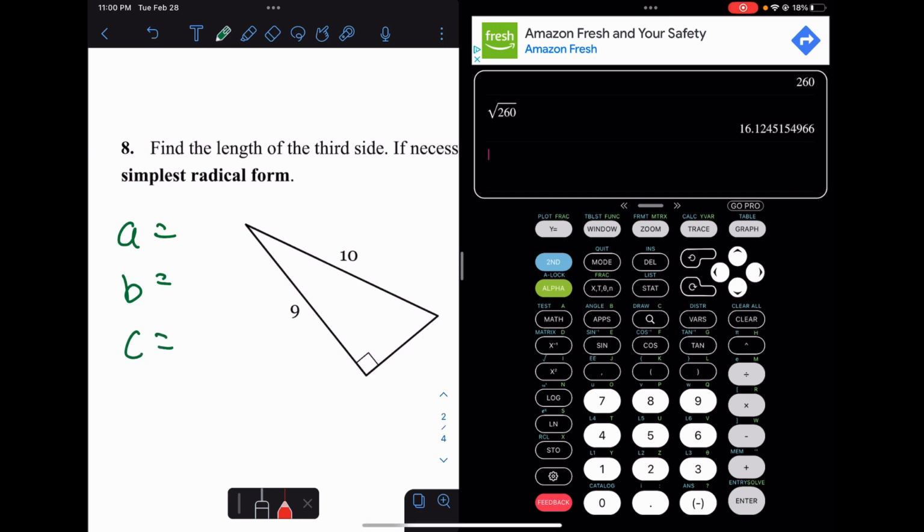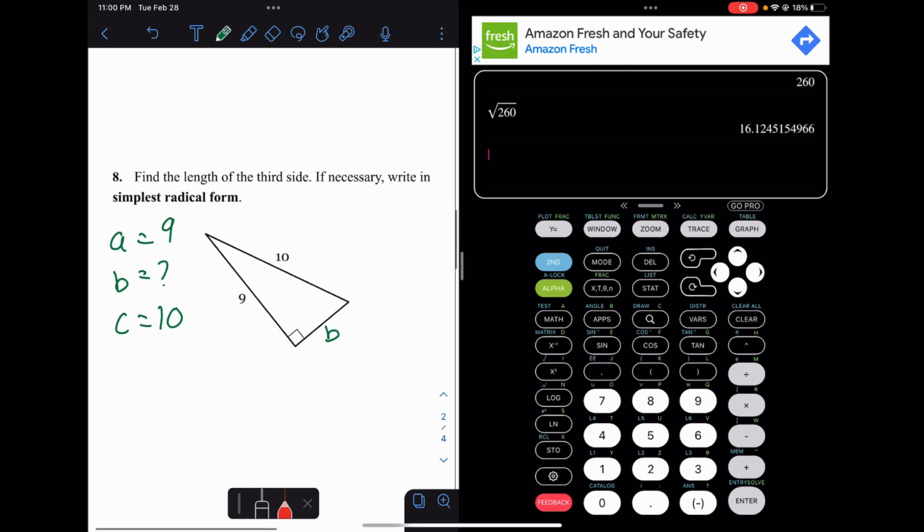The one that has to be your C is 10, right? And we'll say that A is 9, and we'll say that B is what we're looking for. If you flip-flop the A and the B, it's no big deal. So we're going to do 9 squared plus B squared has to give me 10 squared. So I get 81 plus B squared equals 100.